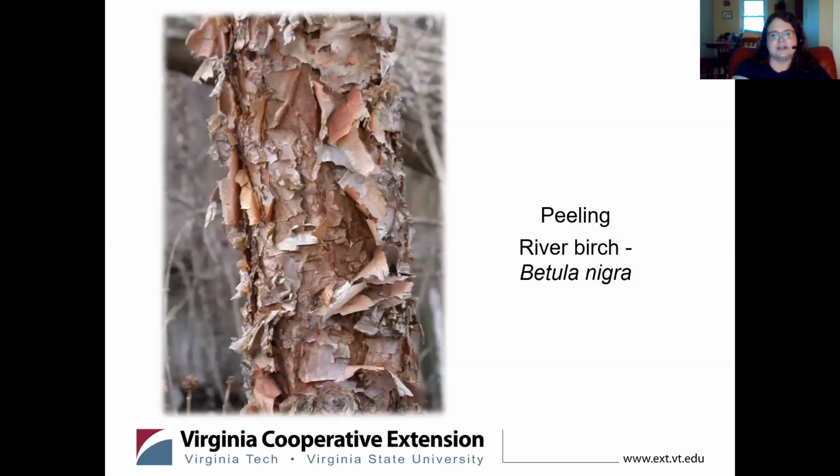So on river birch, that would be considered peeling bark. So you see these golden, nice tan flaking bark pieces coming off. It's just, yeah, even bark can be gorgeous. It almost takes my breath away looking at this. It's so beautiful. So this is what we consider peeling bark right here.